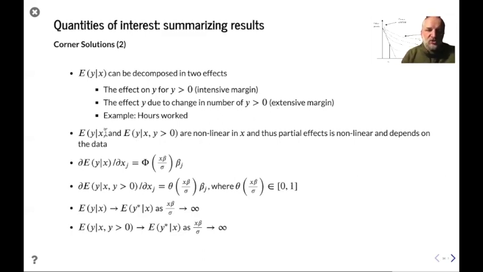Okay, and so these two effects, they're nonlinear, and therefore the partial effects are nonlinear. You can differentiate each of these. It's actually a nice exercise in algebra. You get all these different partial effects, and it's clear that none of them are just equal to beta, okay?